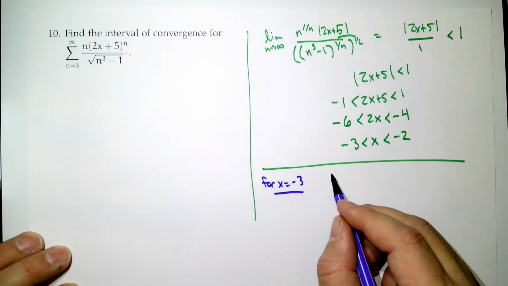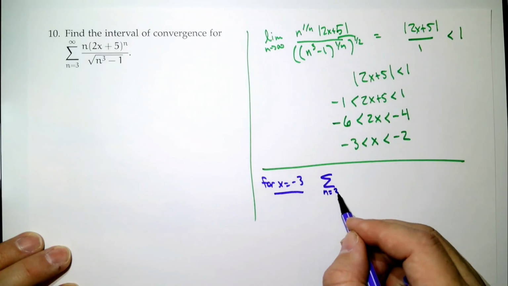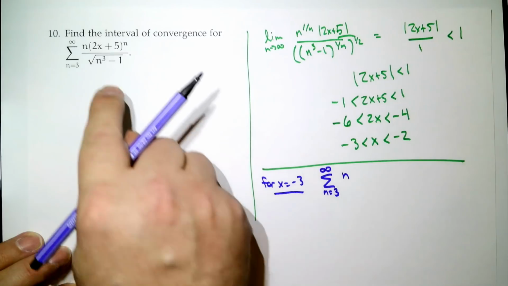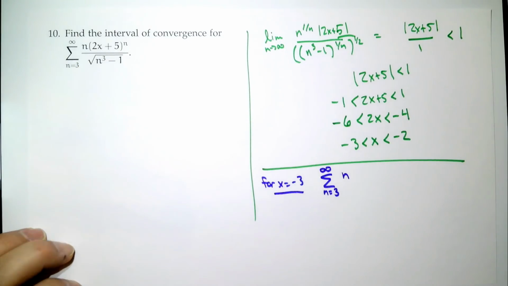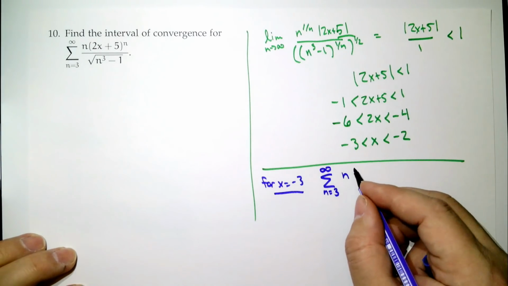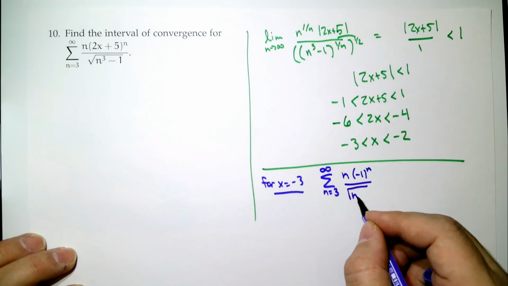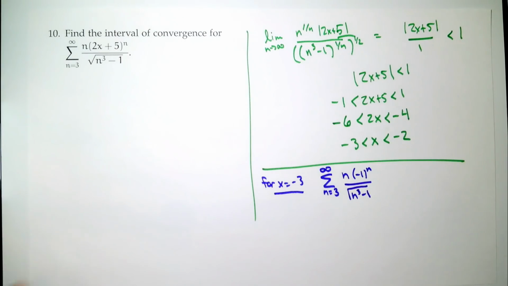Well, we have the summation of n, and I plug in negative 3. Negative 3 times 2 plus 5. What does that become? Negative 1. Negative 1 to the n over the cubed root of n cubed minus 1. Well, what does that look like? It's an alternating series because of the negative 1 to the n.